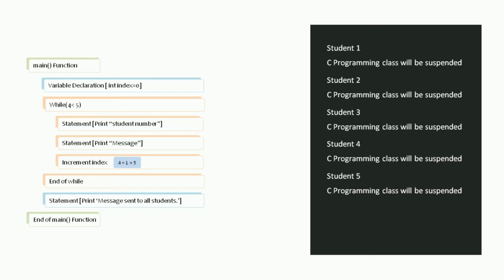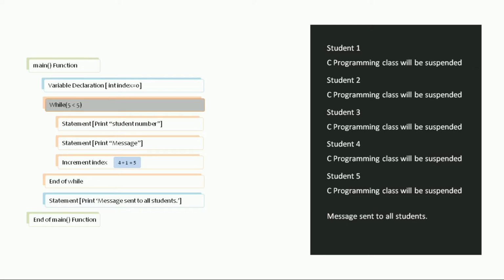Check the condition: while 5 less than 5, the condition returns false and it skips executing the statements inside. So the while loop ends and then the subsequent statement of the program executes, then the end of the program. So guys, we are done with the demonstration and now we'll see the execution of the program.